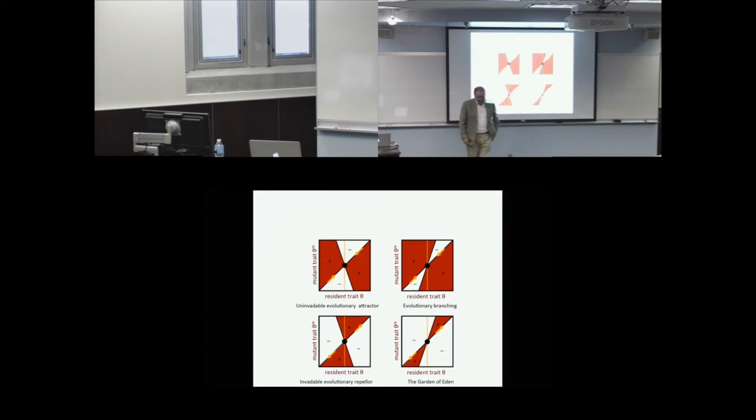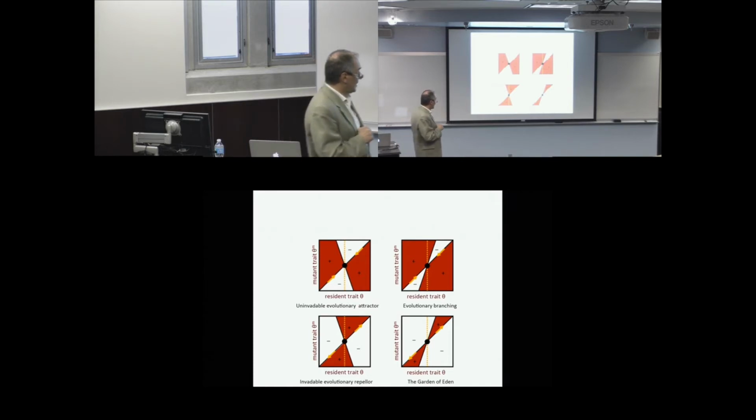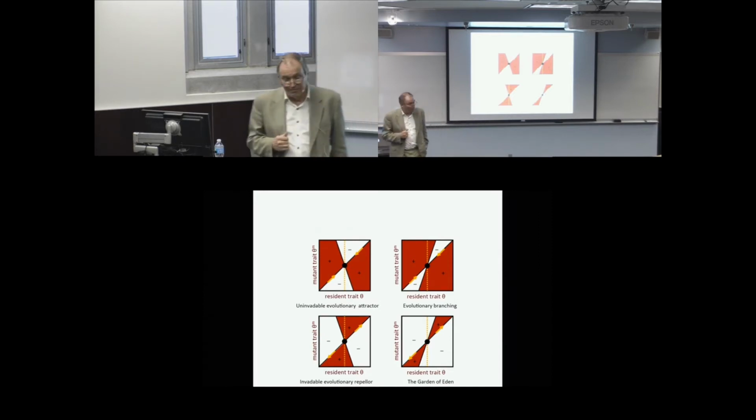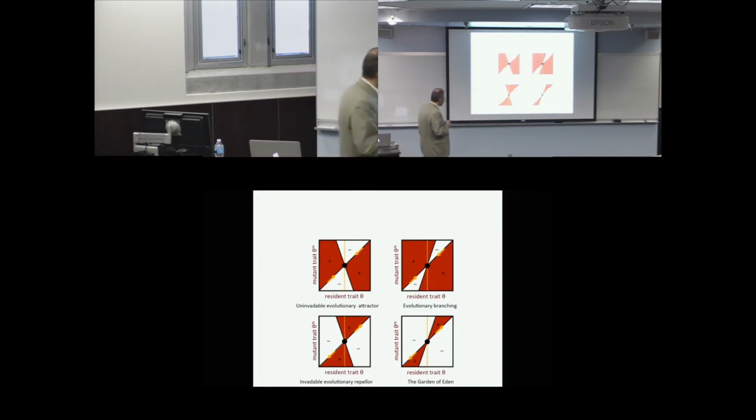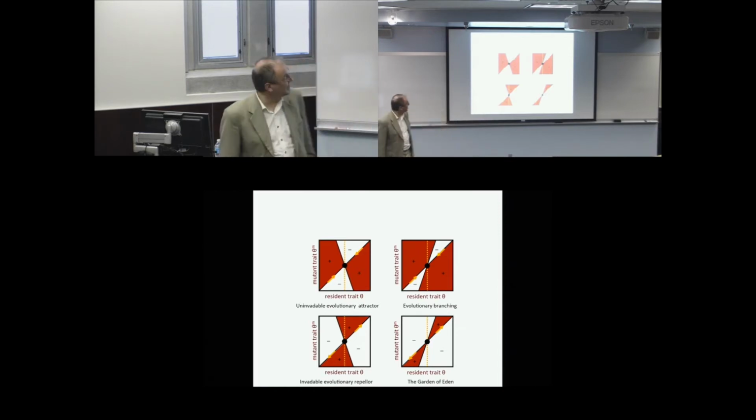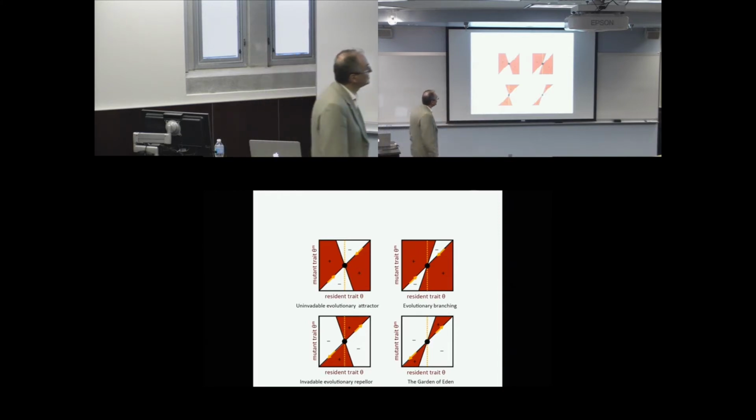And then at that point, we have minus signs both above and below, which means that this point or this trait value cannot be invaded. So we have an uninvadable evolutionary attractor. And here we have a similar thing, but just with the signs reversed. So we have an evolutionary repeller, which moreover could be invaded by other traits.